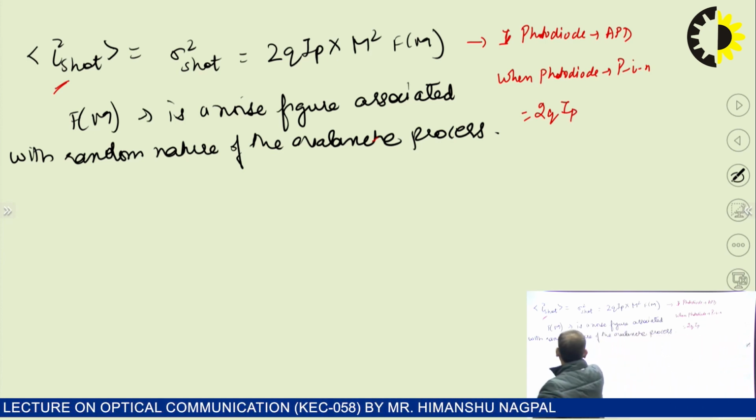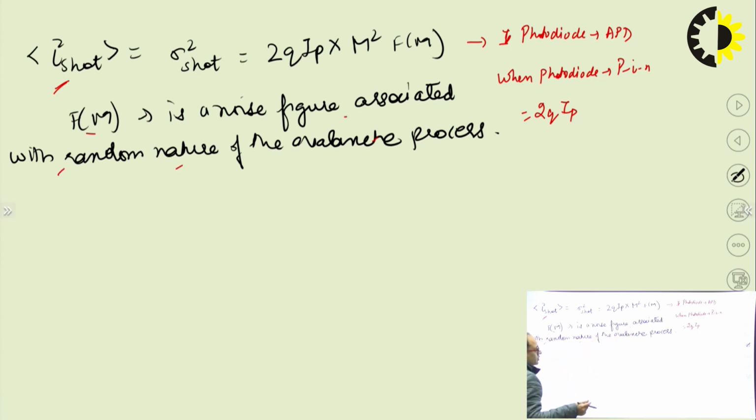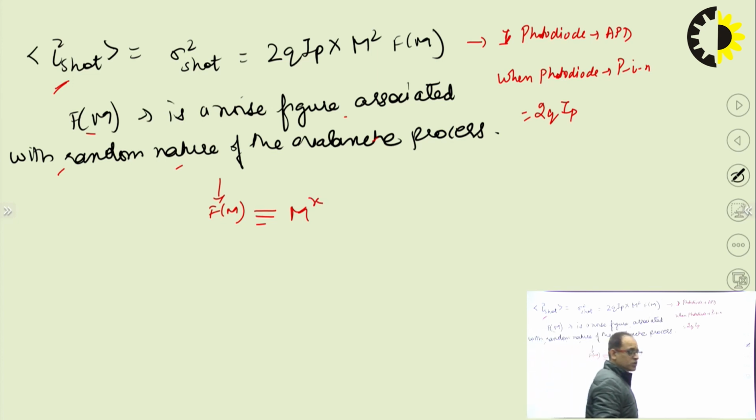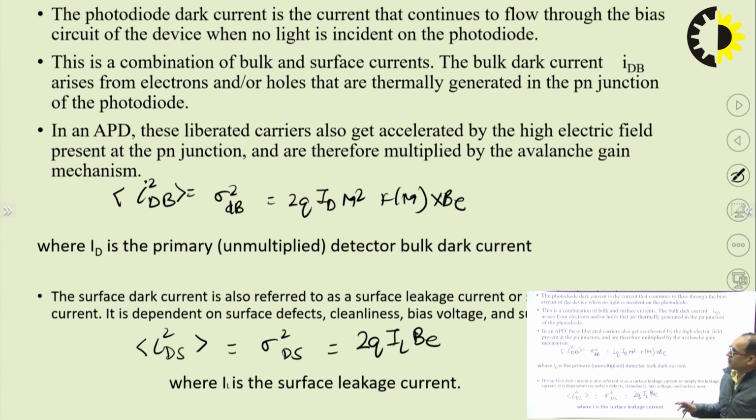F M is the noise figure associated with the random nature of the avalanche process. This is the noise figure, and this F M is generally equivalent to M to the power x, and x depends on the material of the semiconductor from which the APD is made. Clear?